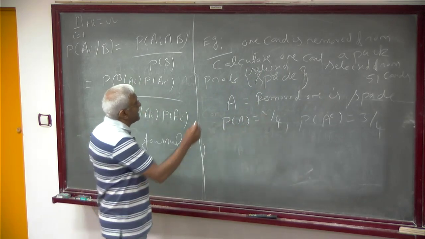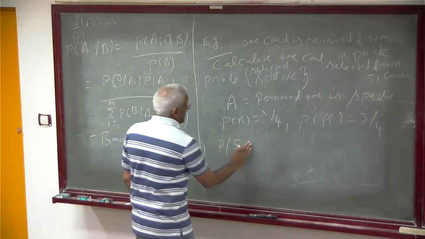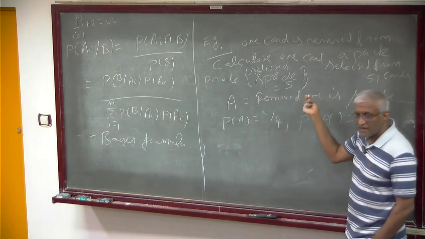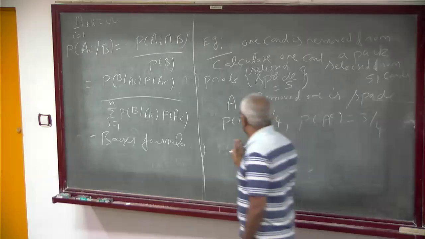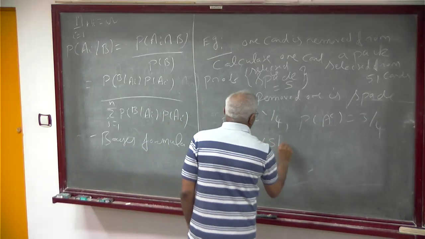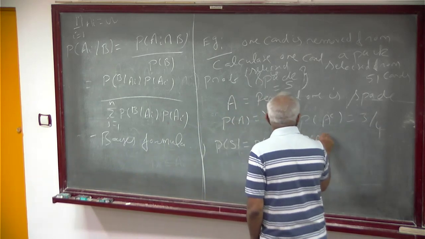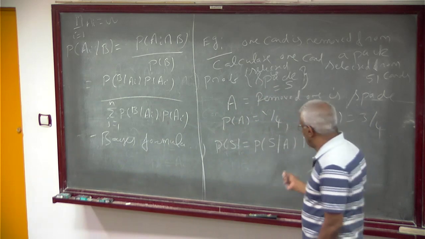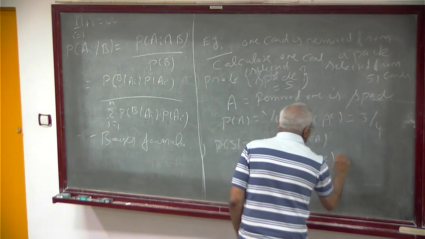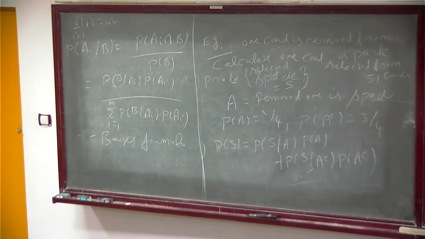Now we want to get a spade. So P of S, call the event of getting a spade S. The selected card is S, a spade. Now P of S is equal to P of S given A times P of A, plus P of S given A complement times P of A complement. We are using this formula.